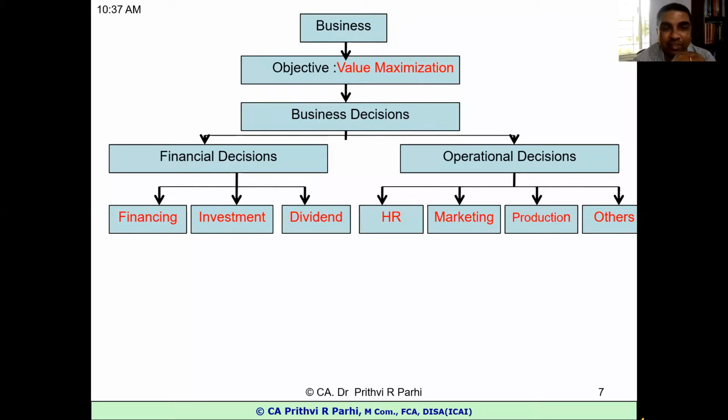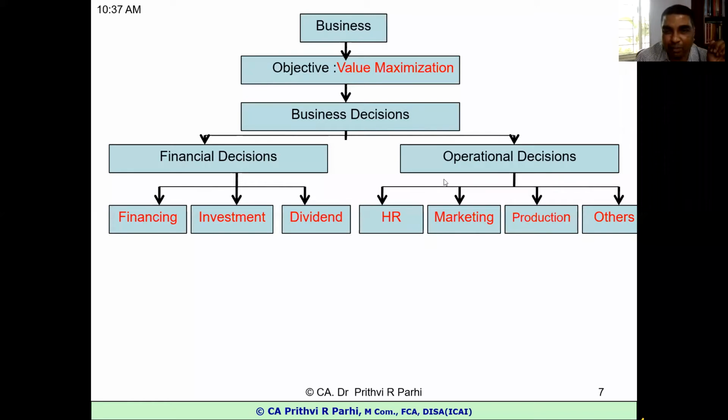Can anyone read? Financing, investing, and dividend. Yeah, can you give me some examples of operational decisions? HR, marketing, production, and others. Maybe many others, maybe research and development decisions. Okay, many other decisions are there, and all these decisions we take within a financial system.